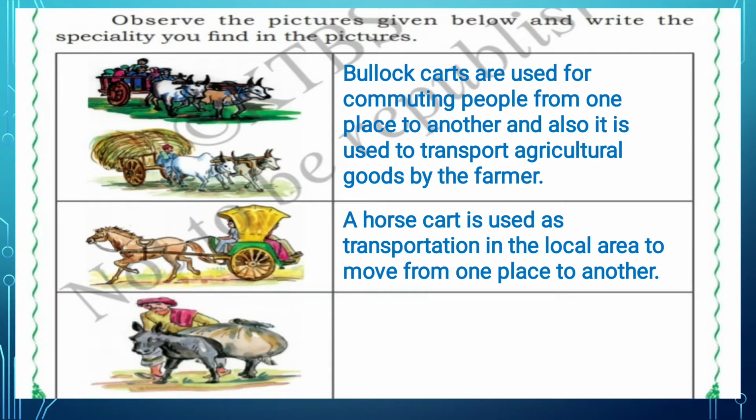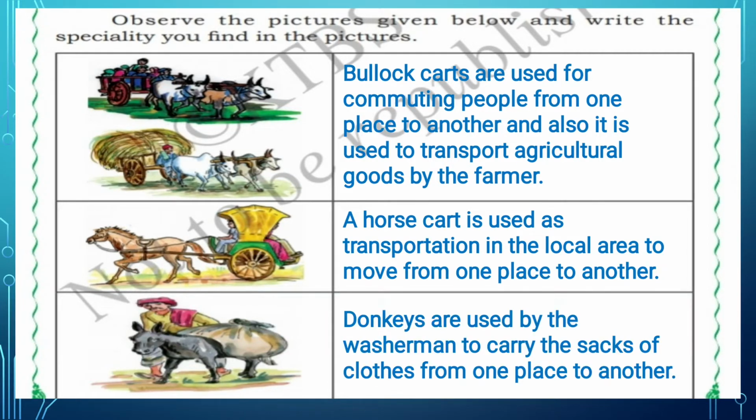The third picture is of a man carrying sacks on the back of a donkey. Donkeys are used by the washerman to carry the sacks of clothes from one place to another. A washerman used to collect the clothes from people, and take them on the back of the donkey to the riverside, carrying all those sacks to the riverside for washing of clothes.